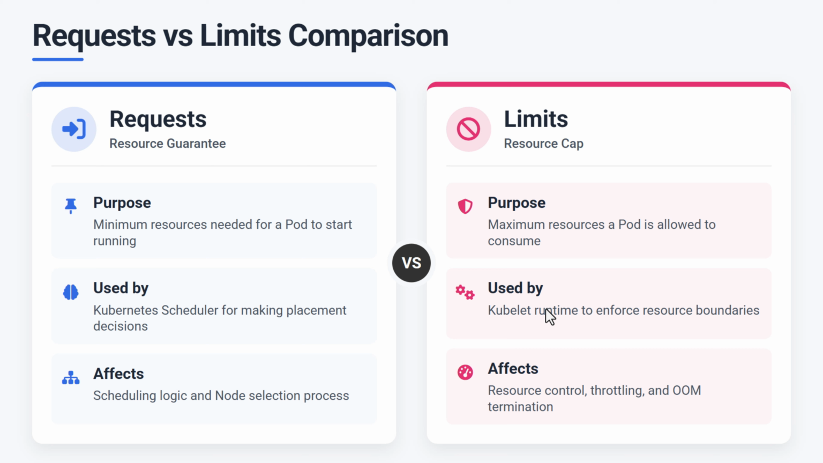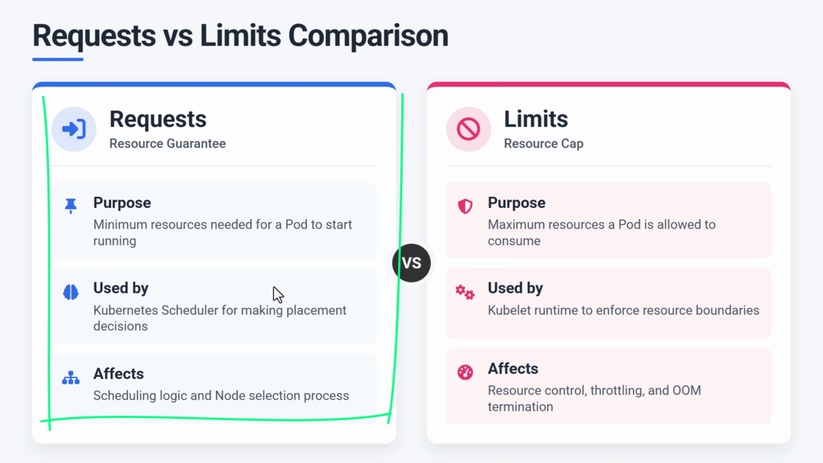Now let's look at requests and limits side by side so you can clearly see the difference. On the left we have requests. Requests are the minimum amount of CPU and memory a pod needs to run. This is what the scheduler uses when deciding where to place your pod. So if your pod requests a certain amount of resources, Kubernetes will only place it on a node that has at least that much free capacity. In short, requests affect scheduling and node selection.